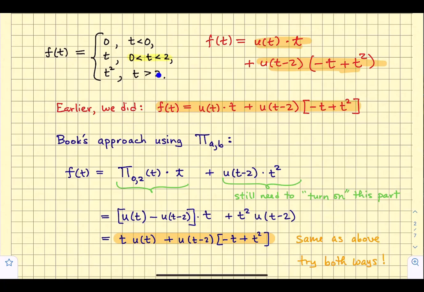And then to the right of 2, we want to have a new switching event, and we want to turn on the function t squared. So you can't write it totally in terms of rectangular window functions. You do have to have this added term.